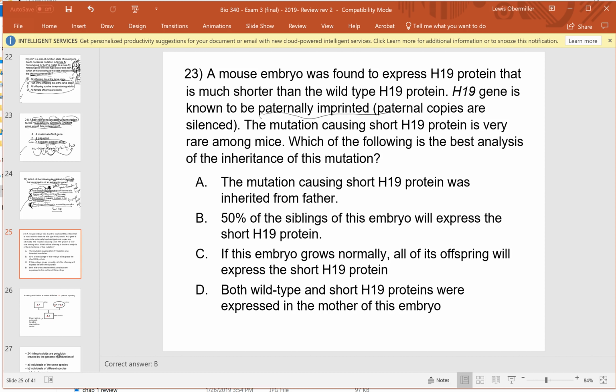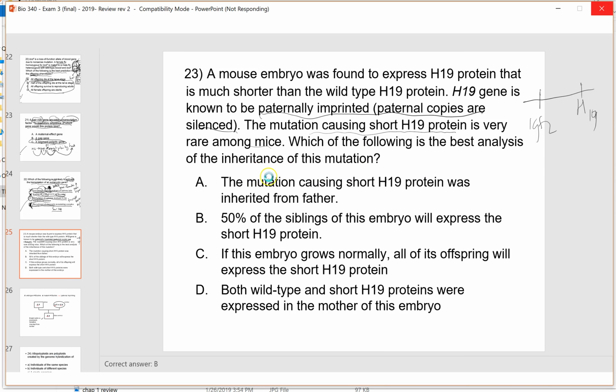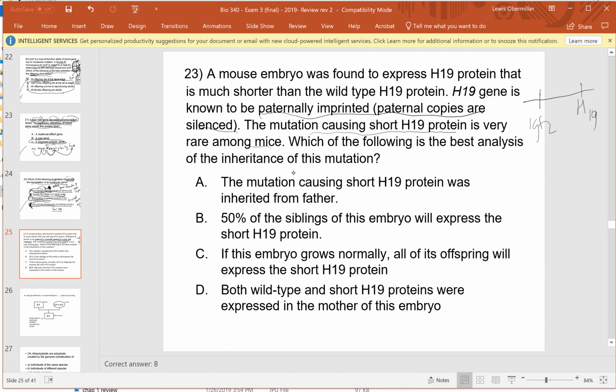Right, paternally imprinted, paternal copies are silenced. So we talked about IGF2 and H19, and we talked about the dad and mom chromosomes. So the mutation causing a short H19 protein is rare among mice. Okay, so find the best analysis of the inheritance of this mutation.